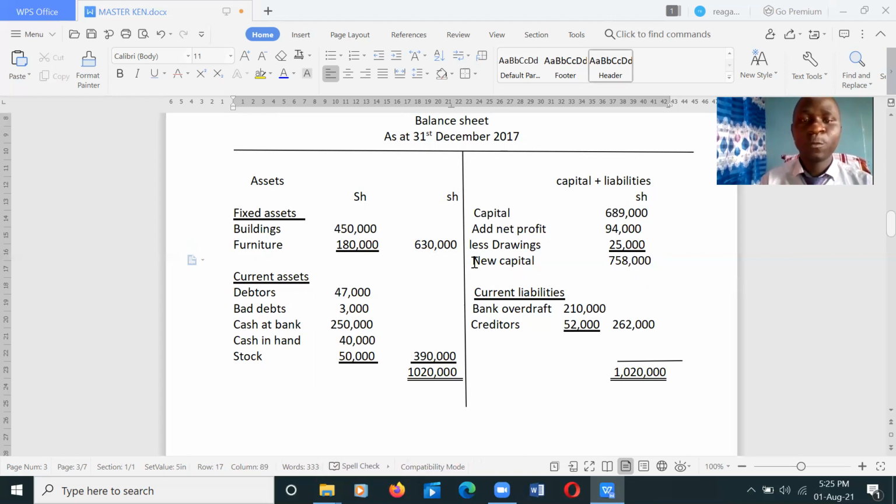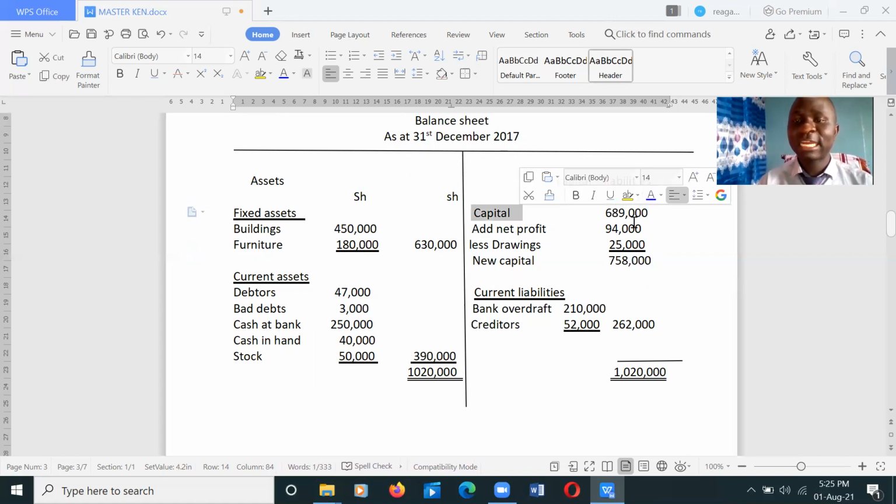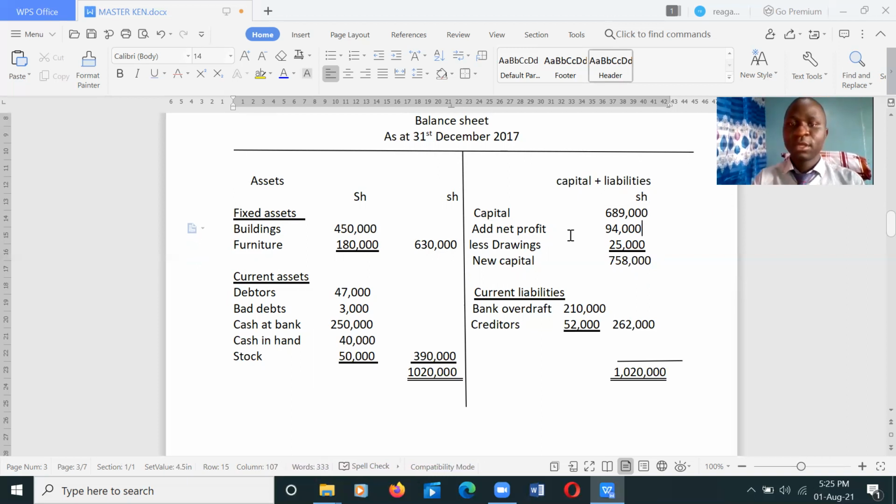And then I move to this side. I deal with fixed assets, then I come here and deal with capital. So capital is 689,000 as we got from the trial balance. Then remember I told you about adjustments on capital. We had drawings in the trial balance. Also, we had net profit that we got from the profit and loss account. The two will affect the balance sheet. And how will they affect it? They will affect a detail called capital.